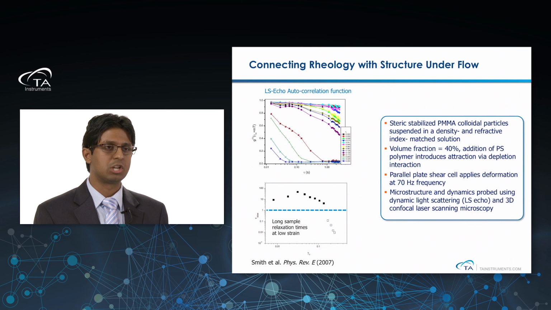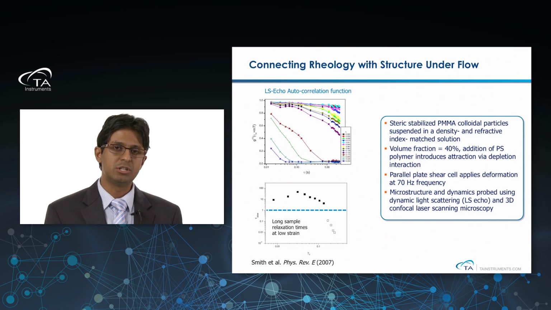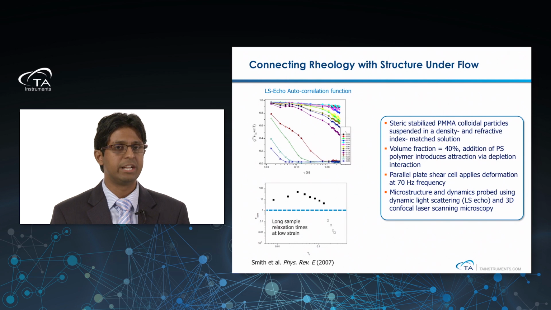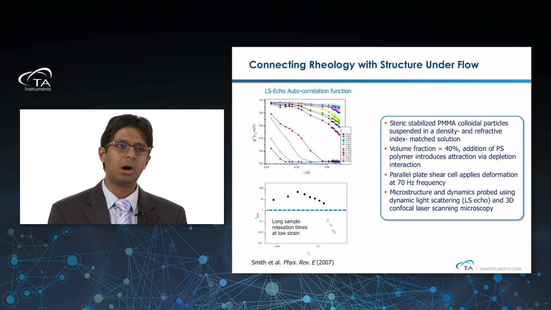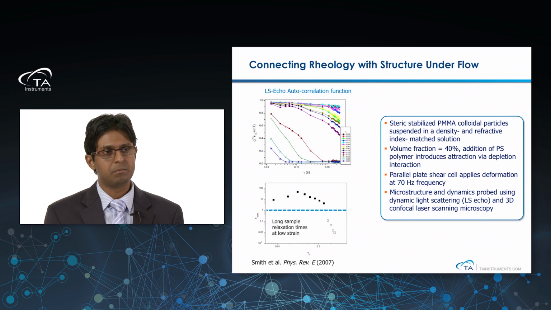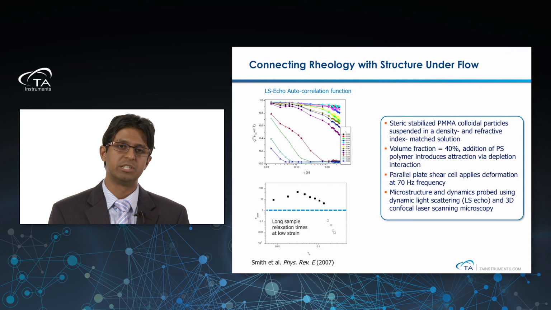The plot on the left at the top shows the autocorrelation function as a function of time at different strains. So what an autocorrelation function measures is basically how much the speckle pattern that you're seeing in scattering correlates with itself. So if the structure doesn't change, the intensity pattern that you have at 1 second will be very similar to the one that you have at 5 seconds and 10 seconds and so on.